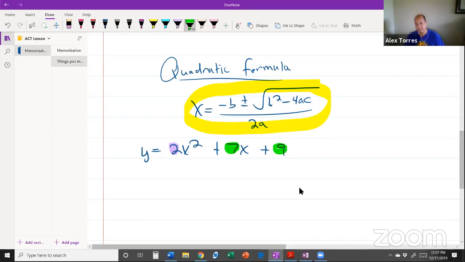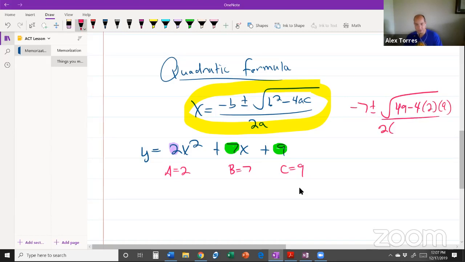But if a quadratic doesn't factor, the quadratic formula is one of the next things that you try, the next thing in your bag of tricks. So you find out what A, B, and C are, and you just plug them in. Here with these numbers, it'd be -7 plus or minus square root of 7 squared minus 4 times 2 times 9, all over 2 times 2.